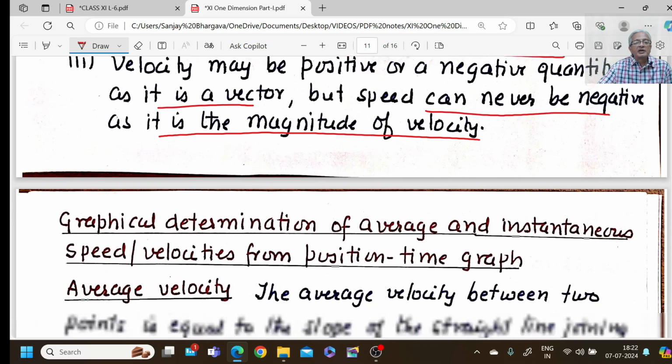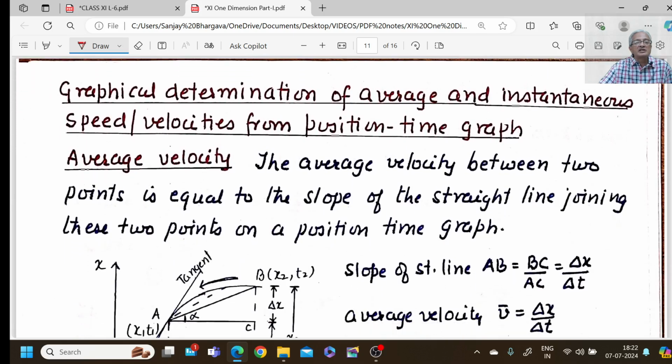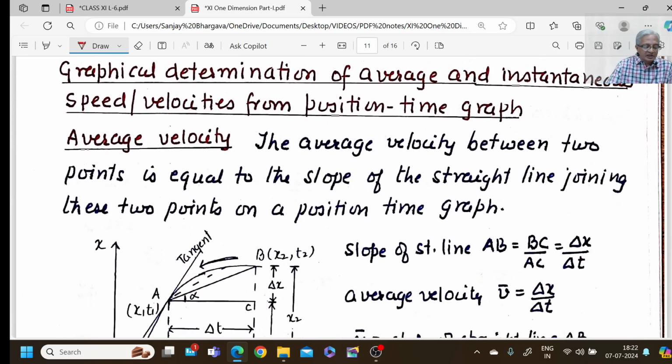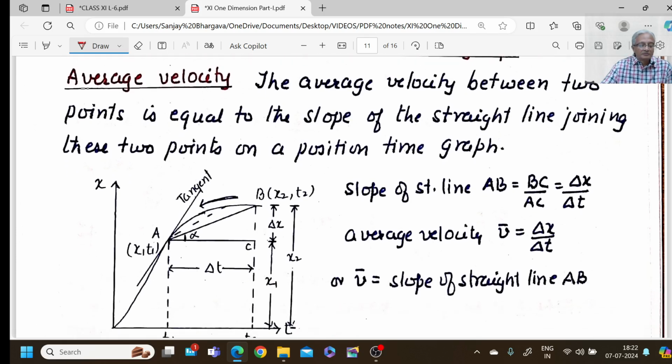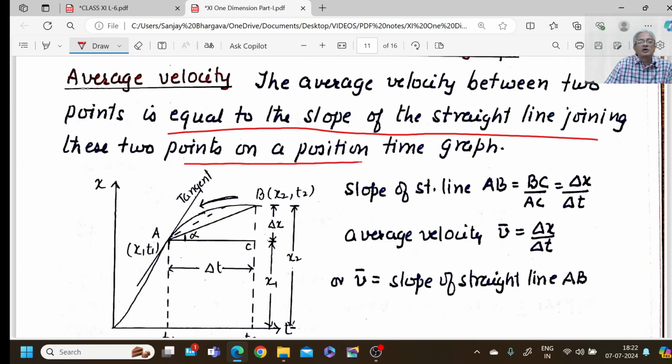Graphical determination of average and instantaneous speed and velocities from the position time graph. Average velocity. The average velocity between 2 points is equal to the slope of a straight line joining these 2 points on a position time graph. So we require average velocity between 2 points A and B. So we join them with the help of a straight line. The slope of the straight line would provide me the average velocity.